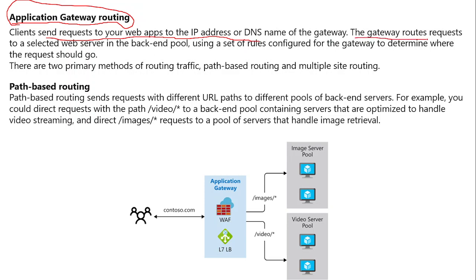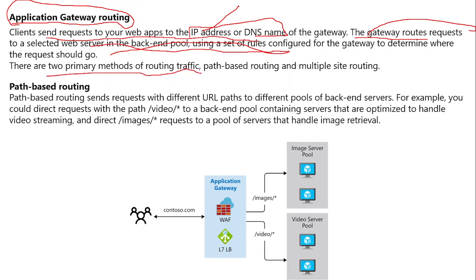That is the first point. The gateway routes the request to the selected web server in the backend pool using the set of rules configured for the gateway to determine where the request should go. So the first action is you should hit the gateway with the help of the IP address or the DNS name. That is the action that should be done from your end. The second action is the gateway routes the request to the selected web server in the backend pool using a set of rules configured for the gateway. So based on the rules that you have configured, it will select the backend pool web server and route the request. There are two primary methods of routing traffic. One is path-based routing and the second is multiple site routing.